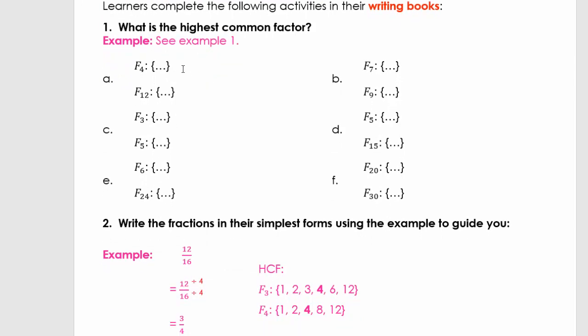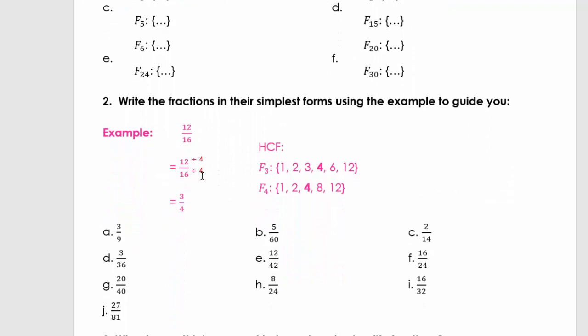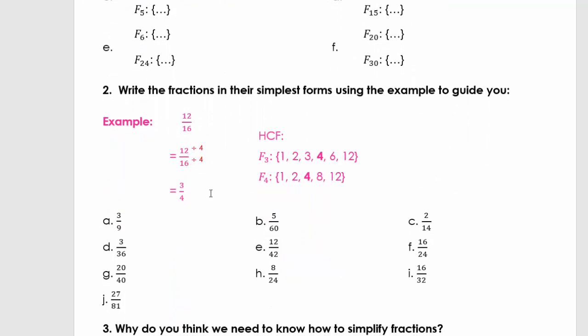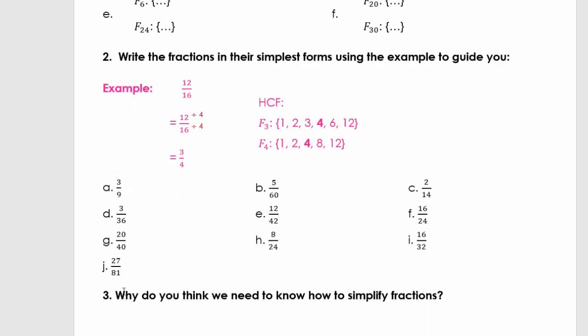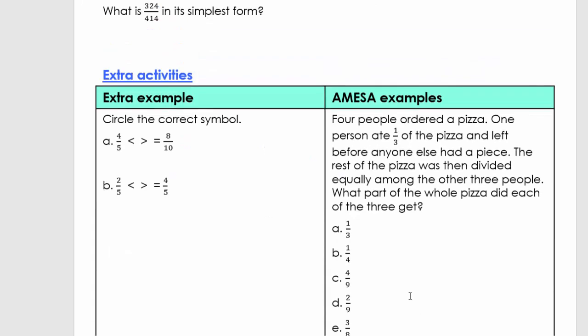What you're going to do is first write down for me the highest common factors for each, and you can see it's 4 and 12. So what is the fraction then? It's 4/12. So 4/12, after you find the highest common factor, you can write it in the simplest form. Then you can go to question number 2 and complete that. We already explained this example. And then the question is, why do you think we need to know how to simplify fractions? Pause here and answer the question.